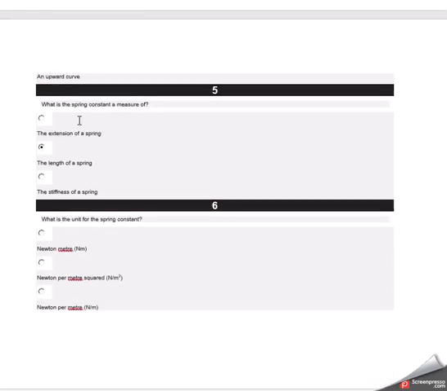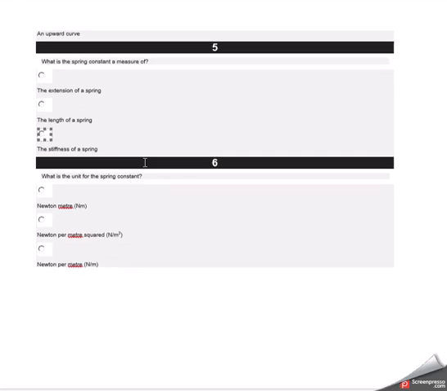Okay, and now next question. What is this spring constant a measure of? What is the spring constant, that K in the constant? It's a measure of the stiffness of a spring. So it's a stiffness, how strong it is. And usually the units are force per length.